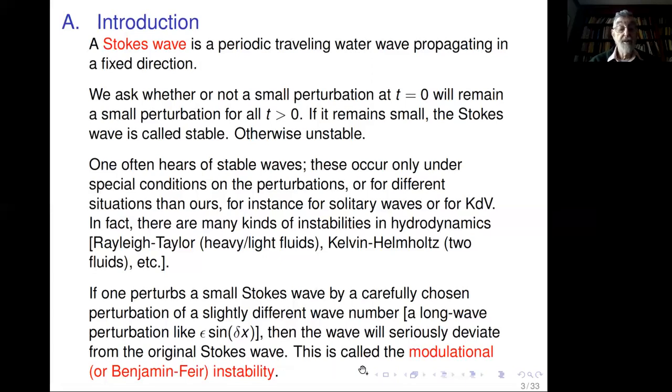This has two names that are commonly used. One is called modulational instability, and another is the Benjamin-Feir instability, because those guys were the ones who really discovered it.